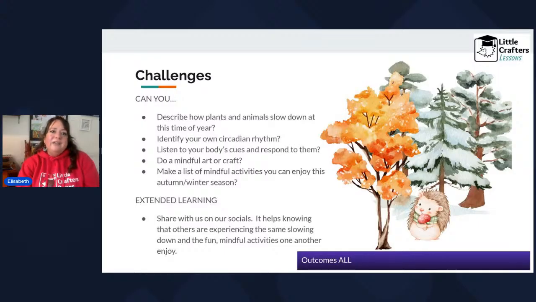Can you do a mindful art or craft activity for us? Can you make a list of mindful activities that you would enjoy doing this autumn and winter so that you have it on hand when you're feeling frustrated by things? You can just go and pick an activity that you know will help calm you.